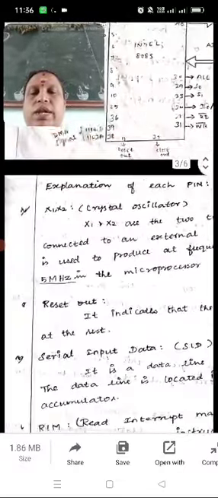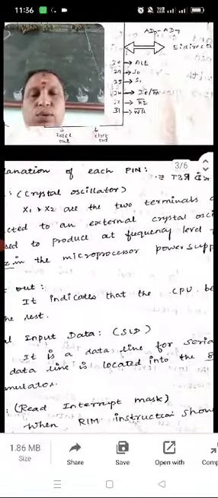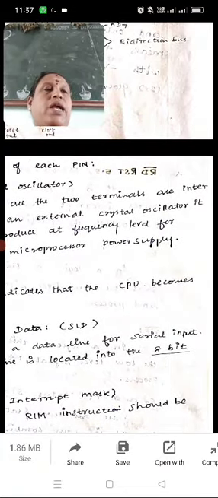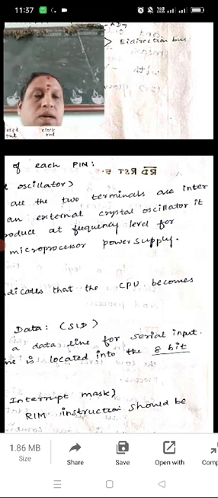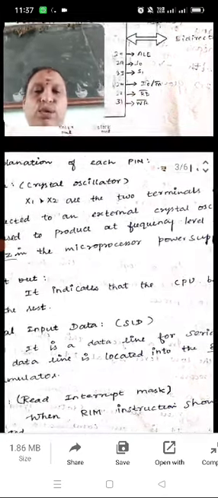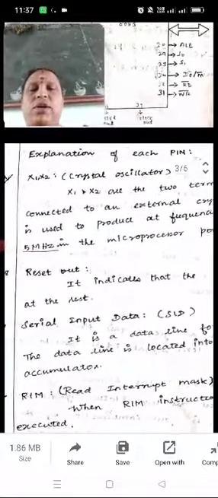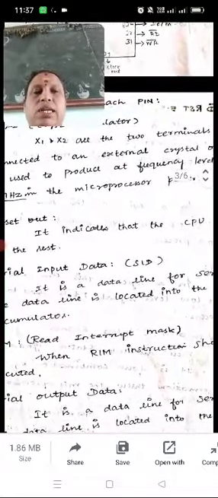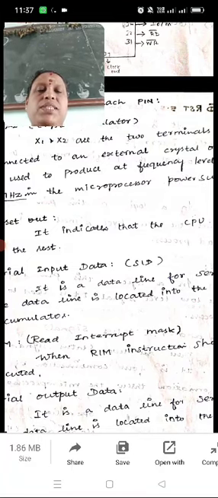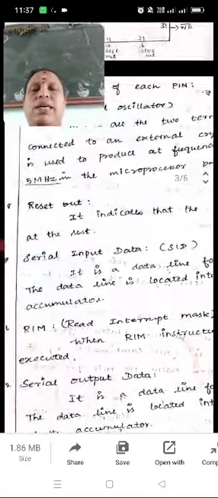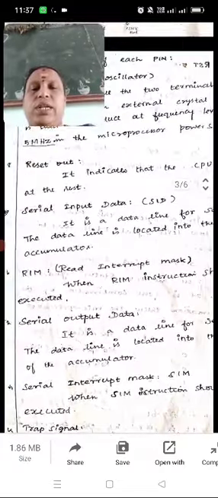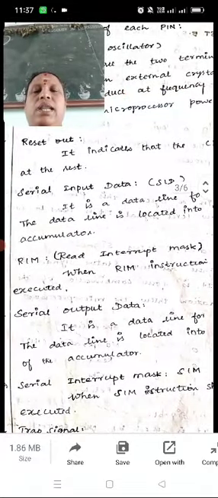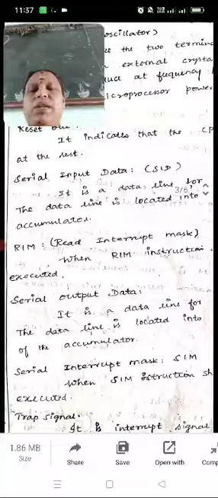X1 and X2 are the two terminals interconnected to an external crystal oscillator. It is used to produce the clock frequency in the microprocessor. Reset out indicates that the CPU is being reset. Serial input data, SID, is a data line for serial input. The data is loaded into the 8-bit accumulator.